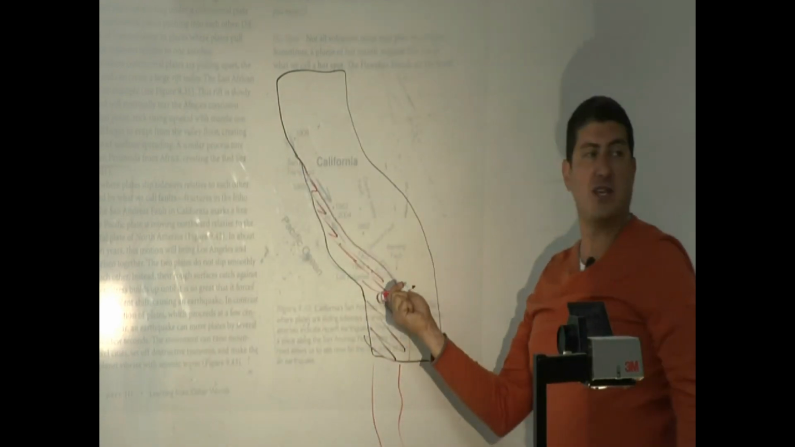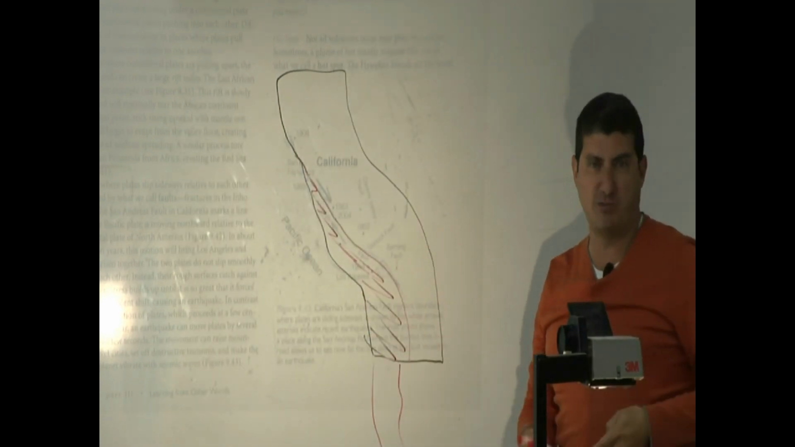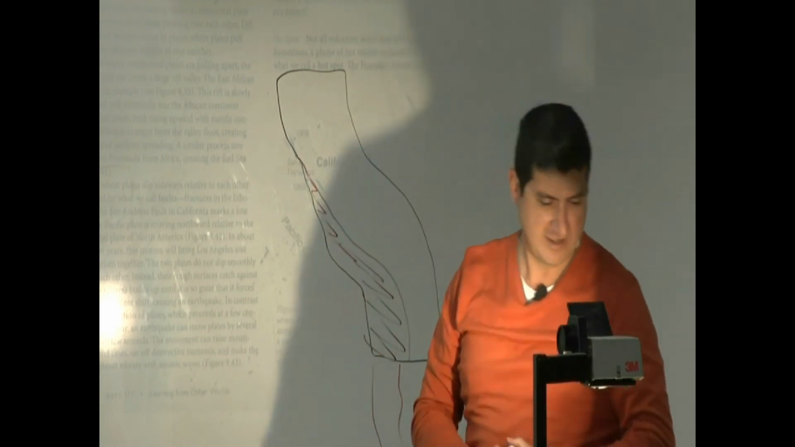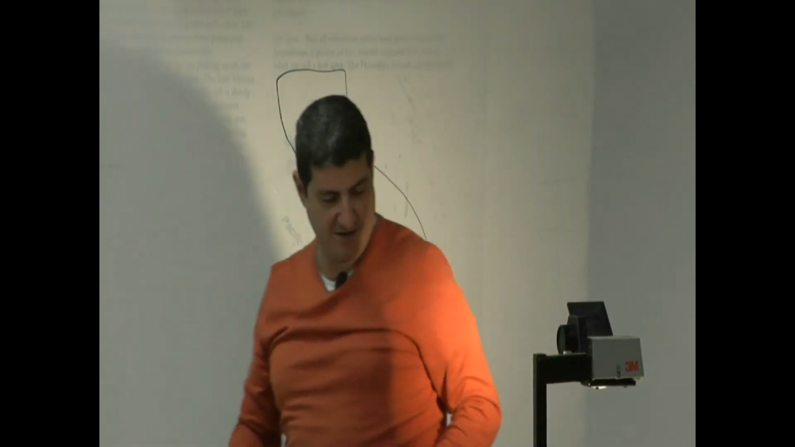So if you have property over here, property value is going to go up. So buy homes. Buy homes on this side of the plate.